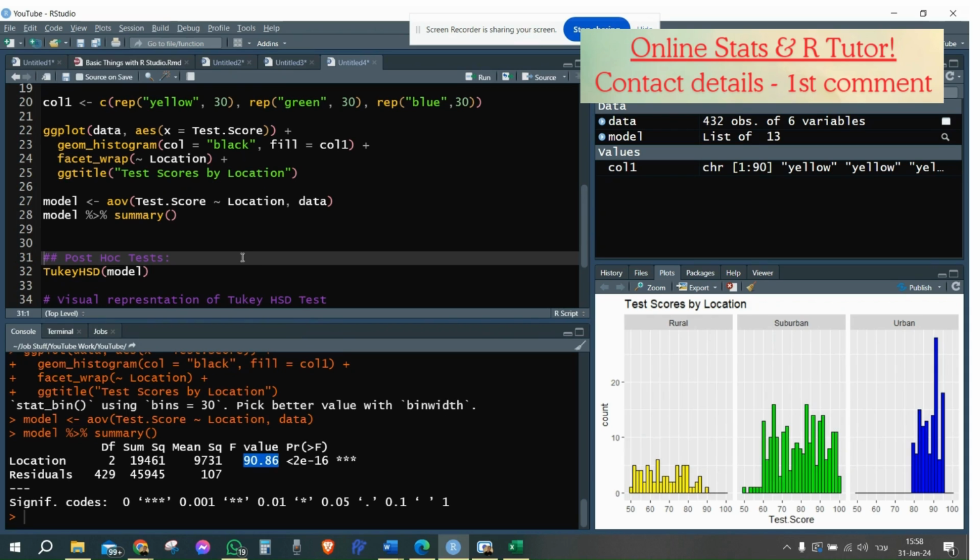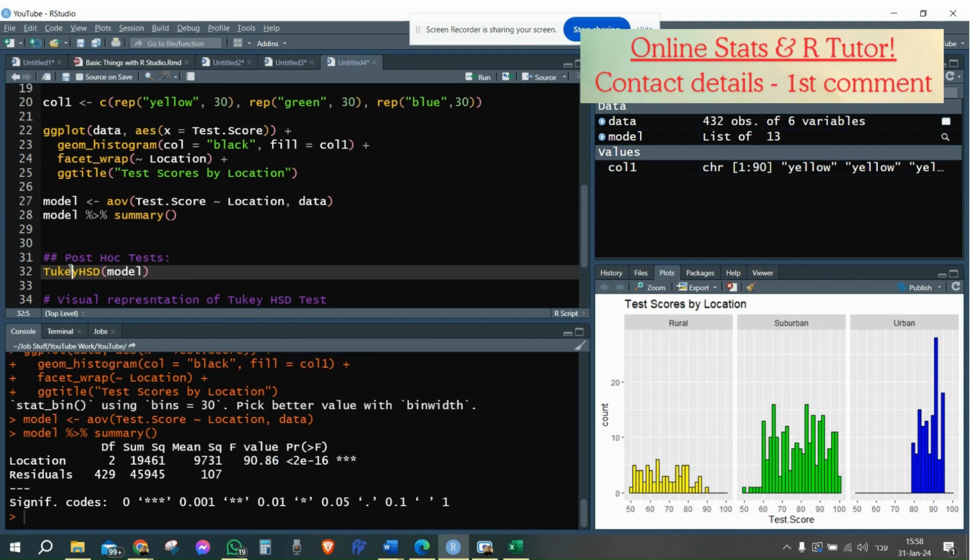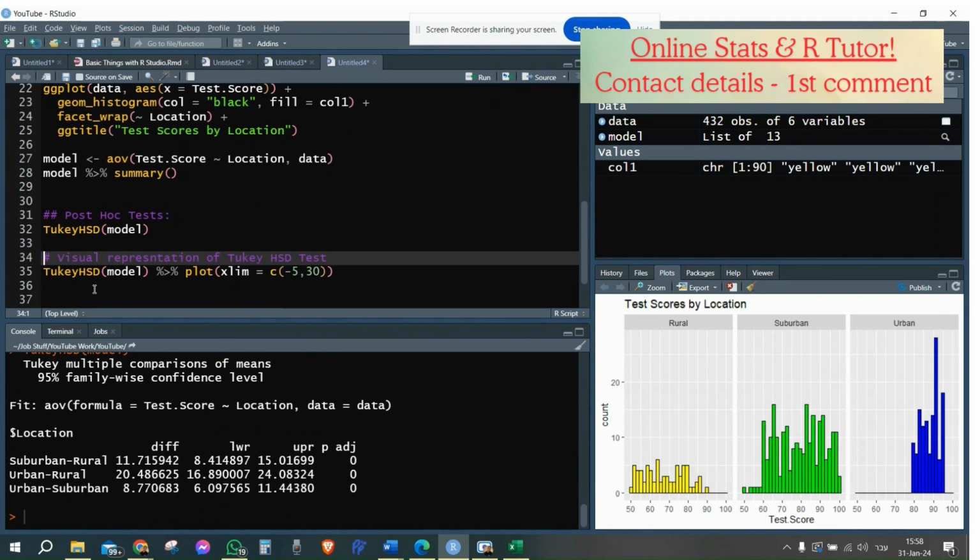Now we want to understand which of the locations are different from each other. For this, we're going to use a post hoc test called Tukey HSD. There's more than one option for that, but Tukey HSD is one of the more used options. So this is the Tukey HSD model.